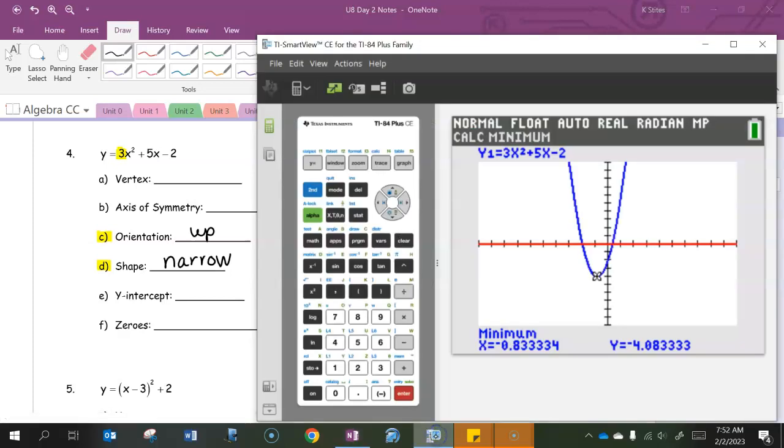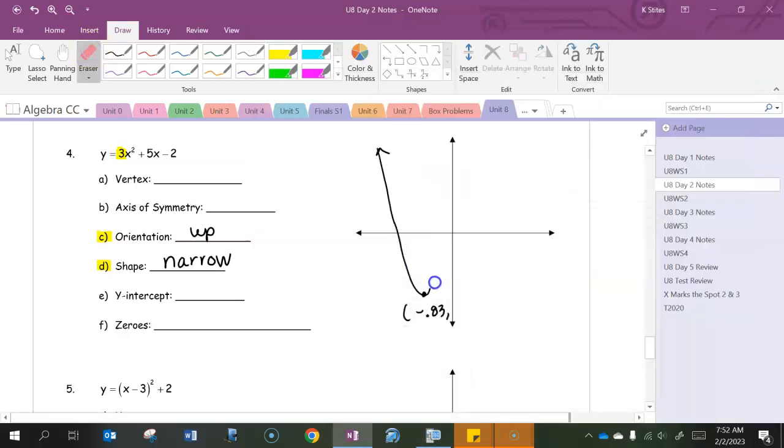Oh, this was not a good picture. It crosses the x-axis, so let's try again. Negative 0.83, negative 4.08. Okay, so now that we have the vertex, we know our axis of symmetry because it's always x equals, and then it's whatever the x coordinate of your vertex was.